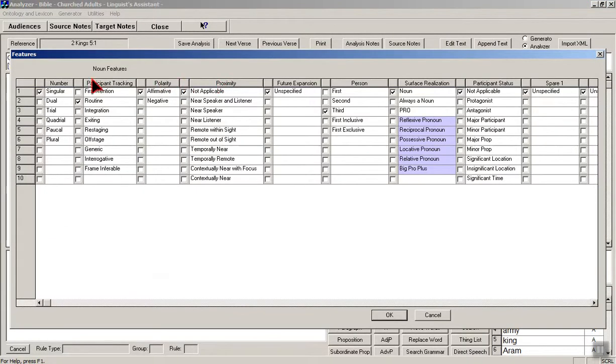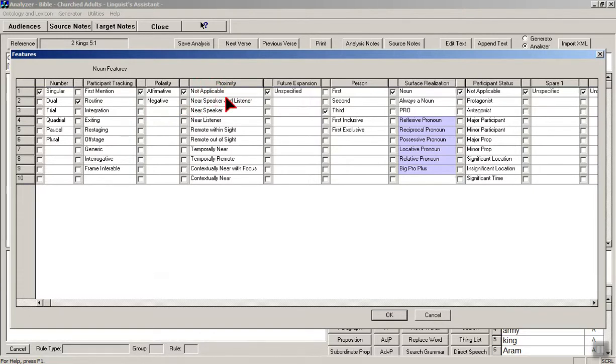If we click on God, we see some features. Singular, there's only one God. Routine, he's been mentioned before. Affirmative, that means it's God, and if we said "not God," or "no man saw the house," that would be negative polarity for "no man."